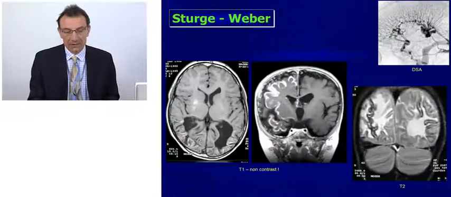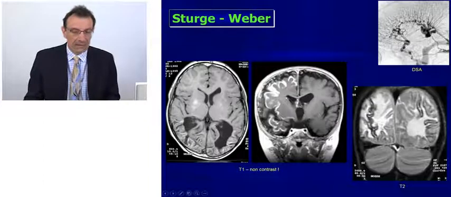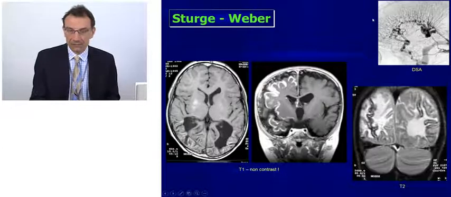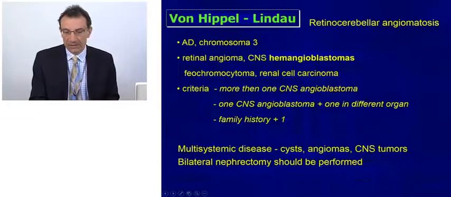So it's really typical. On MR, we do not see the calcification itself, but we see the dilatation of the ventricles and the atrophy, and we can see the low signal on T2 images from the dilated veins. Of course we can see those veins on digital subtraction angiography, but it's not necessary to perform this imaging method here.